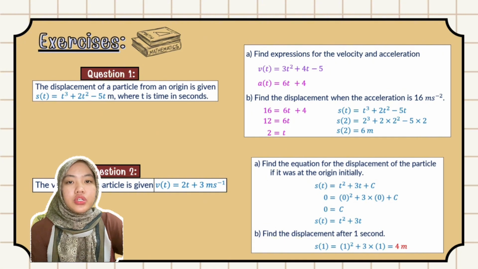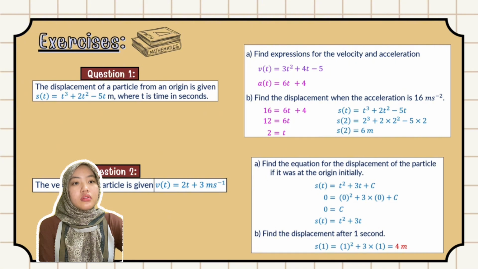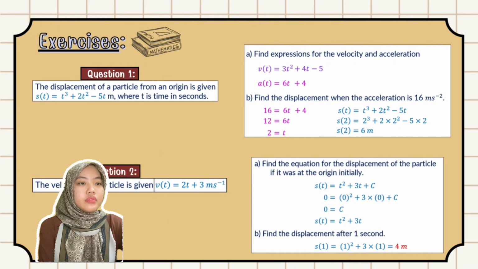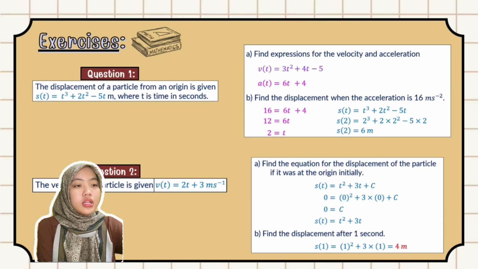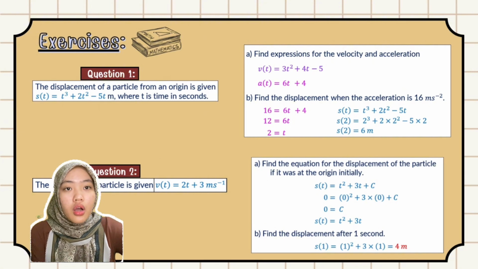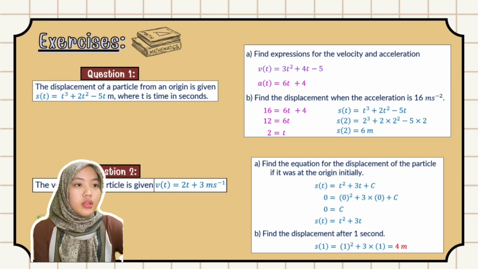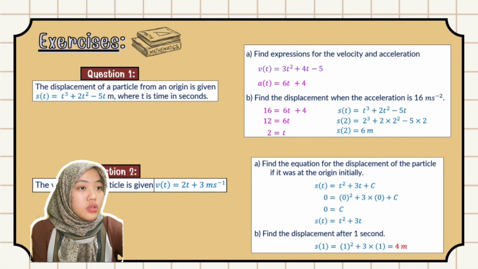Moving on to the next question, the velocity of a particle is given as v equal to 2t plus 3 meters per second, to the power of negative 1. The question is, find the equation for the displacement of the particle if it was at the origin initially. From this question, we know that to find displacement from the equation of velocity, we need to integrate. So by integrating 2t plus 3, we get t squared plus 3t plus c.